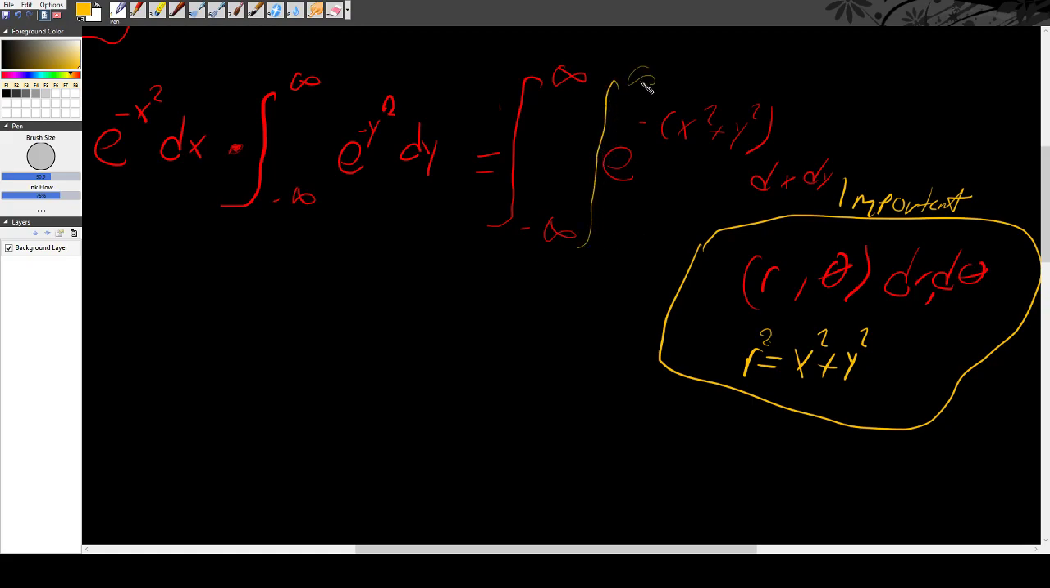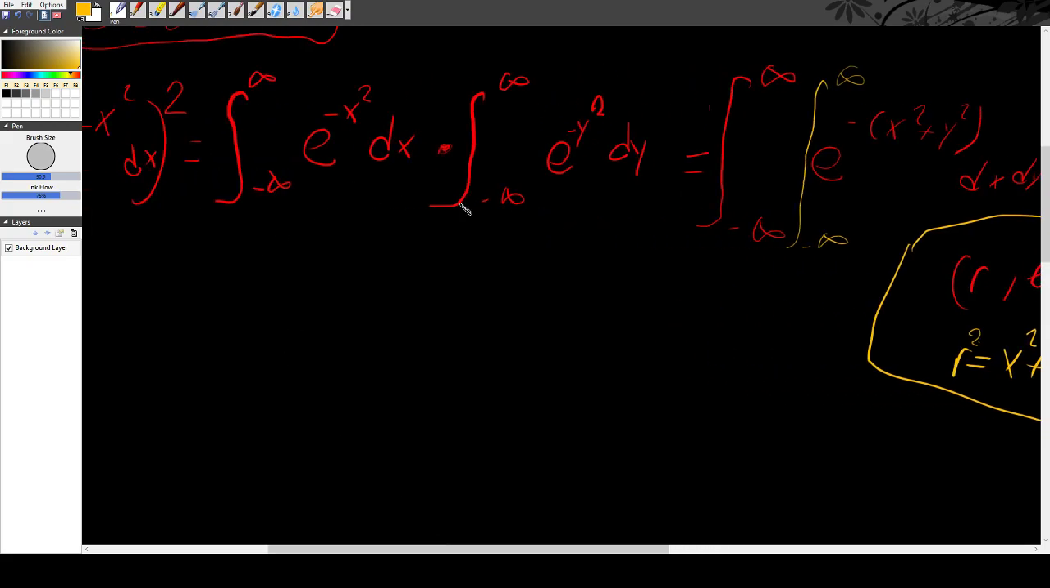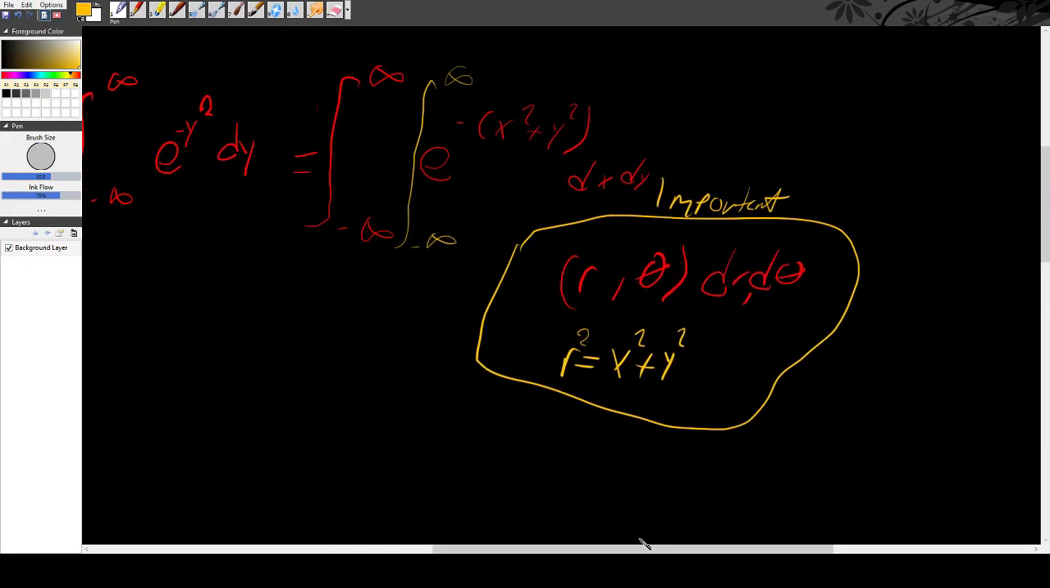I'm sorry, I just realized I should have put another integral right there. I'm so sorry, like I did back here. There should be a double integral here, because you're multiplying and you need to keep the same level of integration.